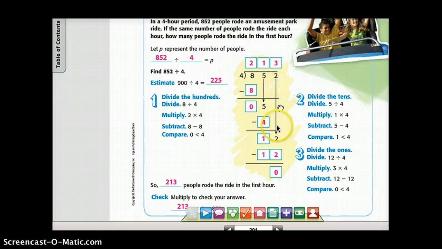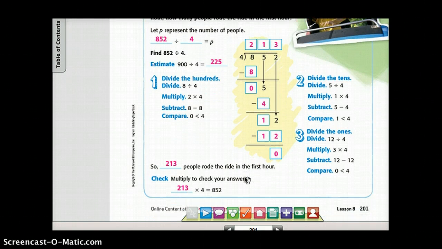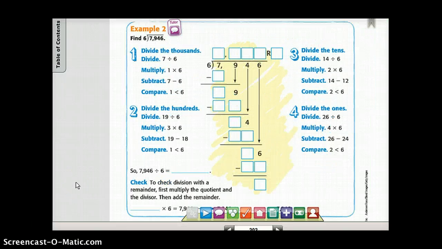Yes. So now I bring my 2 down. Now I'm dividing the ones place. 4 goes into 12 3 times. And 4 times 3 is 12. So subtract that. And we don't have a remainder in this problem, I'm sorry. So when you check, lastly, make sure you multiply this 213, your quotient, by your divisor 4 and see if you get 852.